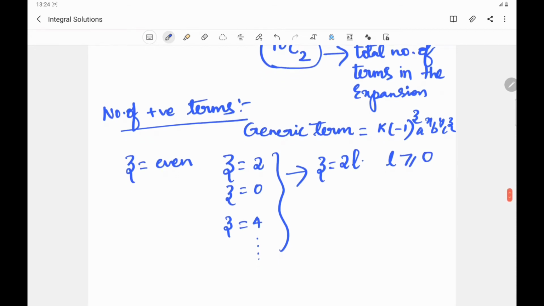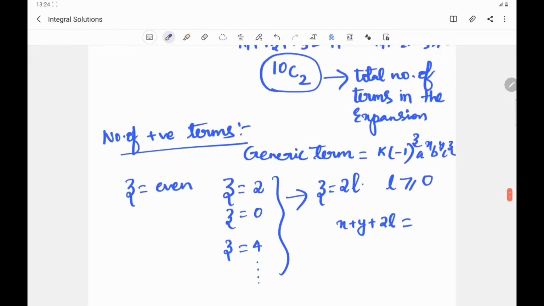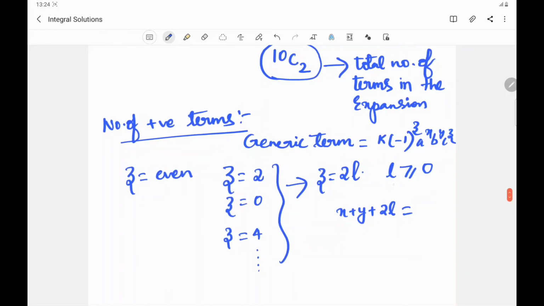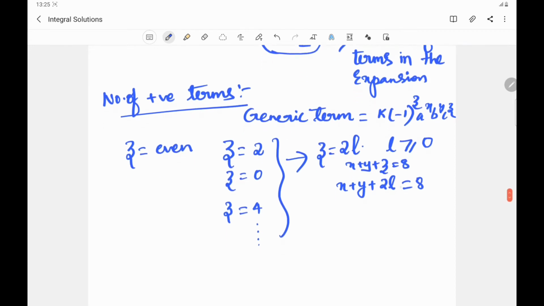So the equation will be x plus y plus z, which is 2L, equals 8, because x plus y plus z is equal to 8. I'll write it here, x plus y plus z is equal to 8. So I will replace z with 2L because z has to be even to get positive terms. I have written this equation. Now I know that x, y, L are all greater than or equal to 0.